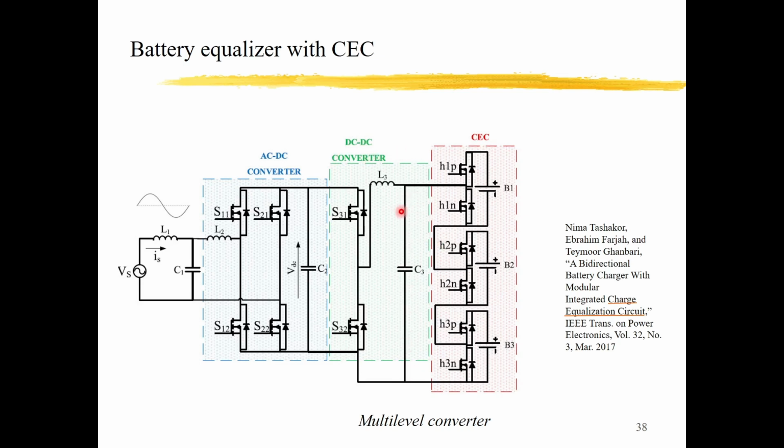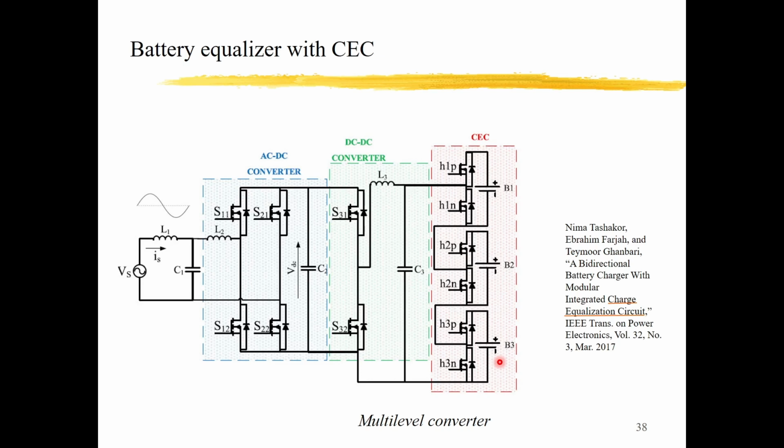Maybe the output voltage will range from one battery to three batteries. That means the output voltage will be 1, 2, 3 times. So the output voltage range is very wide. For a wide output voltage range converter, it is difficult to design. Okay. It is difficult to design because it is difficult to achieve high efficiency for every output voltage level.